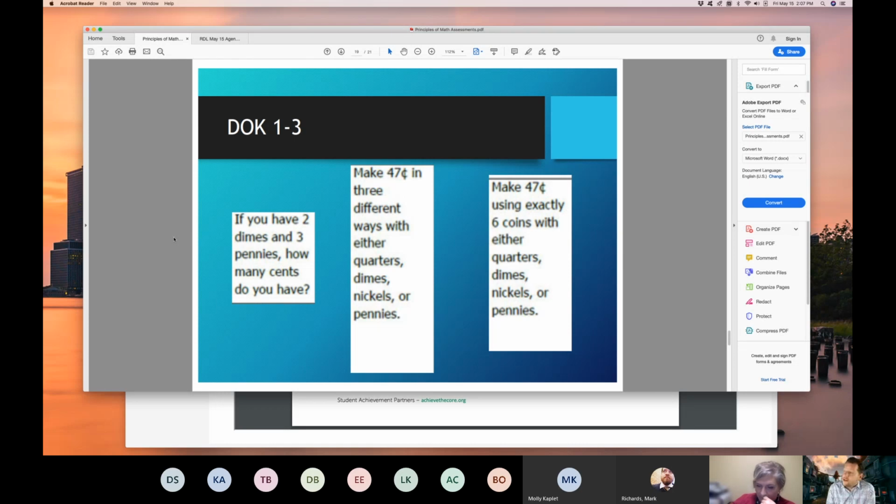But now let's compare it to the next one. Make 47 cents in 3 different ways with either quarters, dimes, nickels, or pennies. So now the question becomes, well, which one's this one? Is this the DOK2, DOK3, or is it still DOK1? It's a possibility. Show me with your fingers or type it out in the box or unmute yourself and tell us what you think.